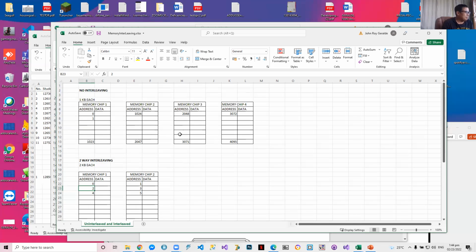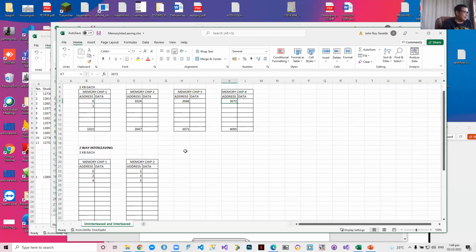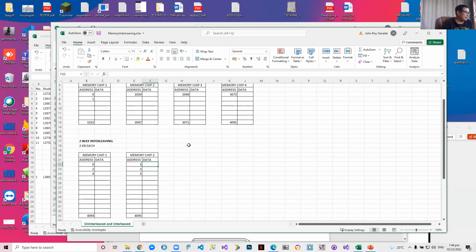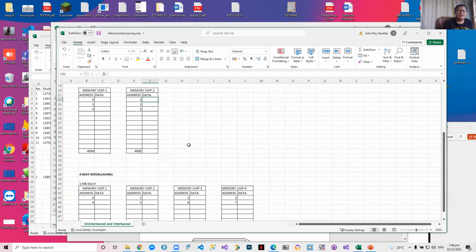Unlike in no interleaving, while memory chip 1 is active, chips 2, 3, and 4 will have to wait. In here, when memory chip 1 is doing something, memory chip 2 can also do an advanced fetch. Do you get my point? So we interleave the address. Now, nowadays, you can have 8-way interleaving in most common DDRs.